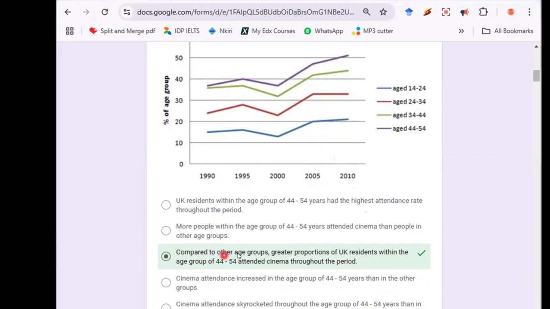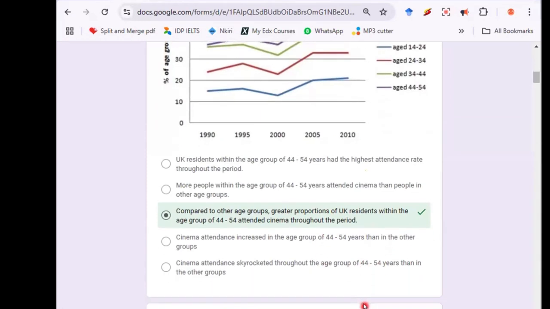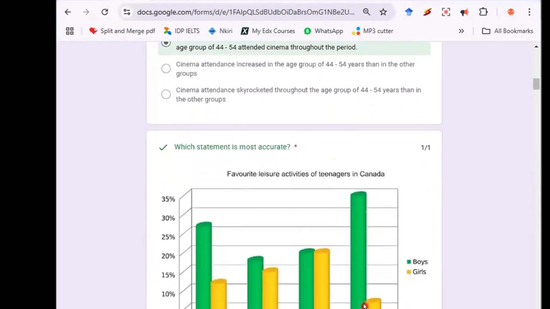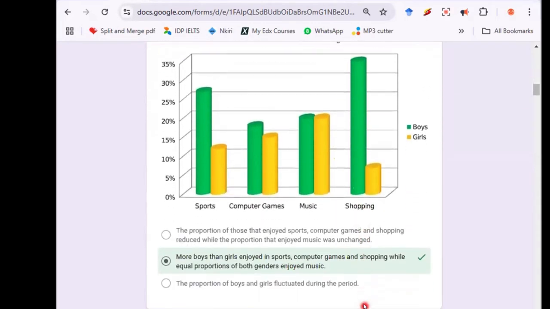This number 3 is still better. It conveys the idea more accurately. Okay, somebody says cinema attendance skyrocketed throughout the age group. No, it did not skyrocket throughout the age group. So these are sentences that people construct that reflect what? Wrong percentages. Wrong use of what?